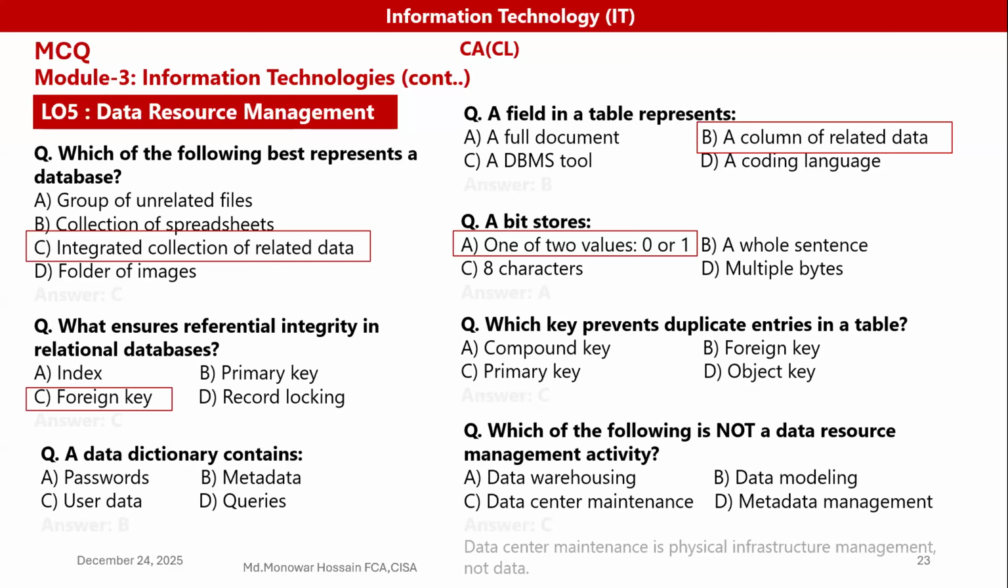The foreign key ensures referential integrity in a relational database. Here answer C. And a bit stores one or two values, that means 0 or 1.